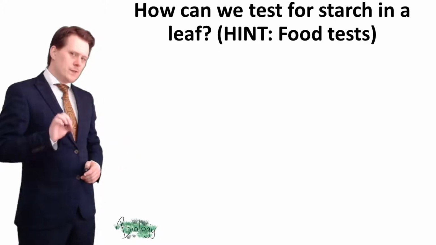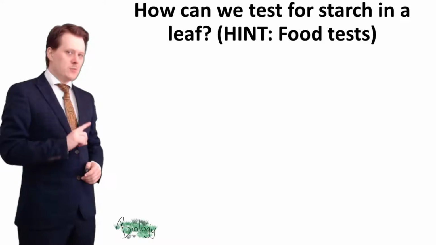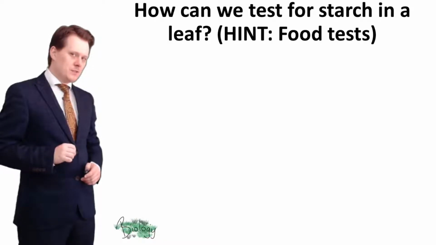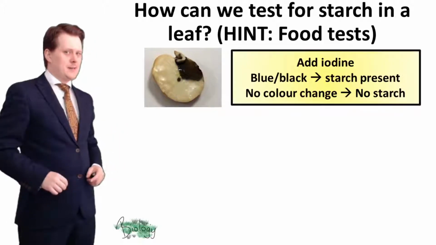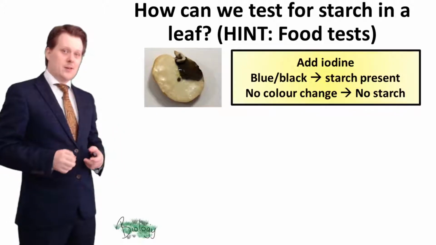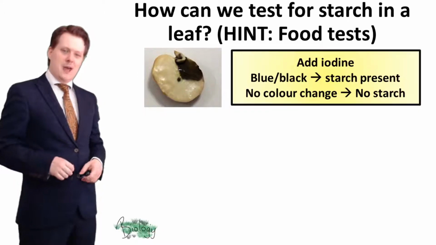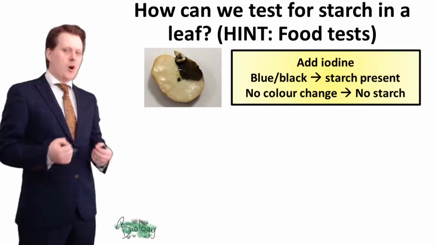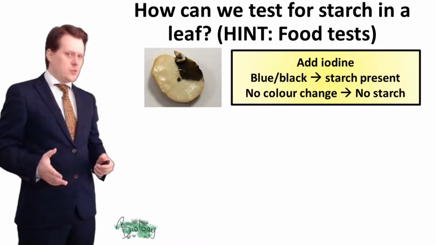And we can prove that there is starch in the leaf by using the same food test we use to detect starch, by adding iodine. And if it turns a blue-black colour, then the starch is present. And if there's no colour change, if it remains orange, then there's no starch present.